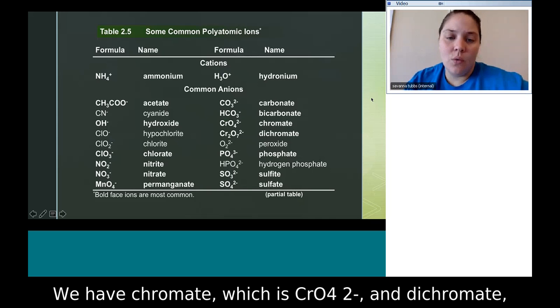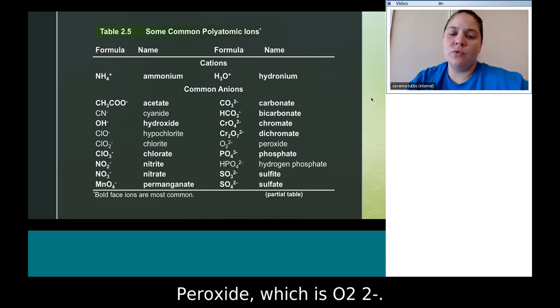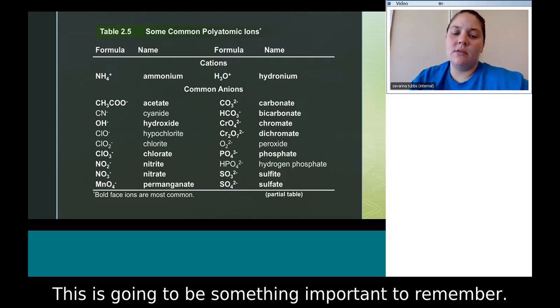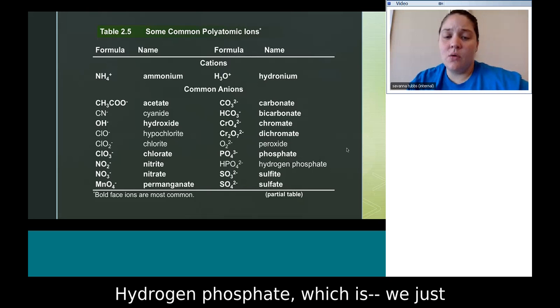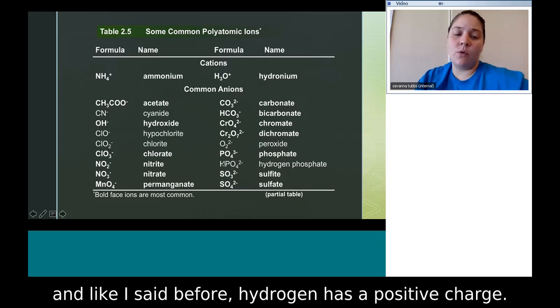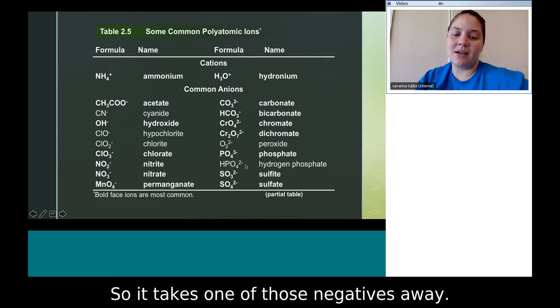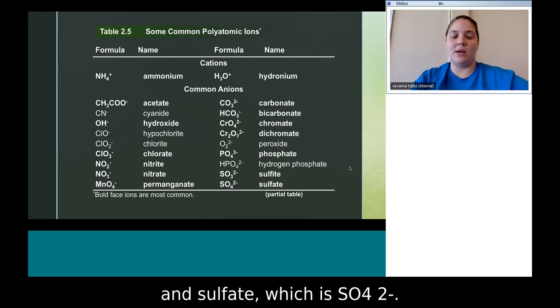We have chromate, which is CrO4 2-, and dichromate, which is Cr2O7 2-. Peroxide, which is O2 2-. This is going to be something important to remember. Phosphate, which is PO4 3-. Hydrogen phosphate, where we just added a hydrogen onto the previous one. And like I said before, hydrogen has a positive charge, so it takes one of those negatives away. And then finally, our last two, which are sulfite, SO3 2-, and sulfate, which is SO4 2-.